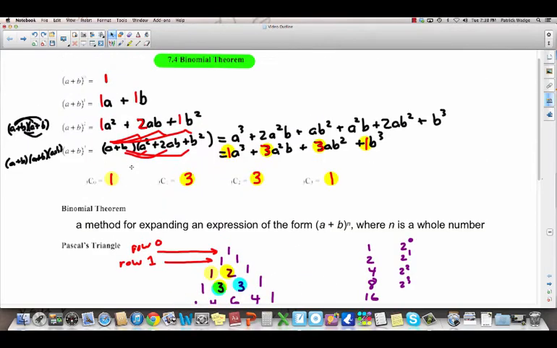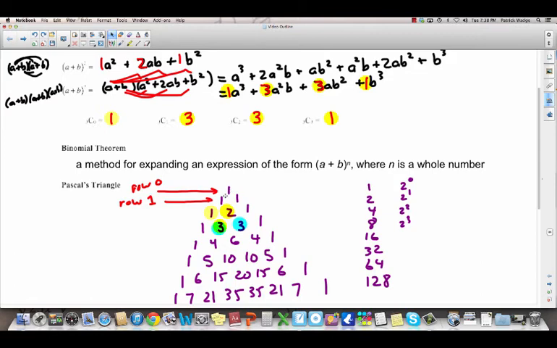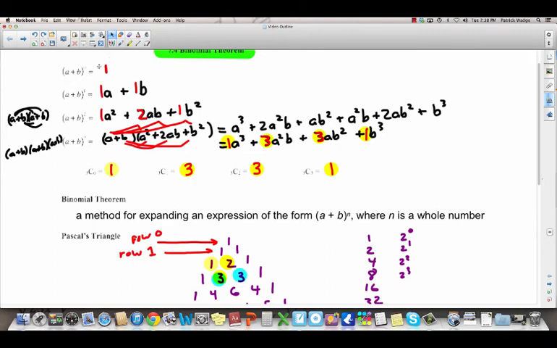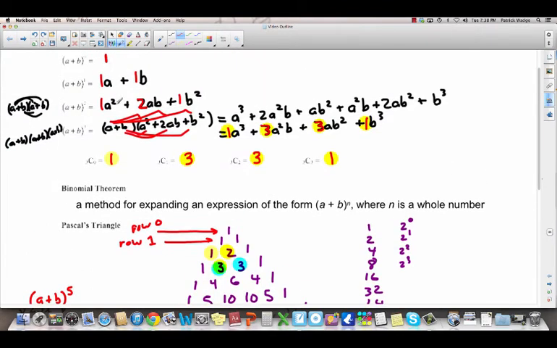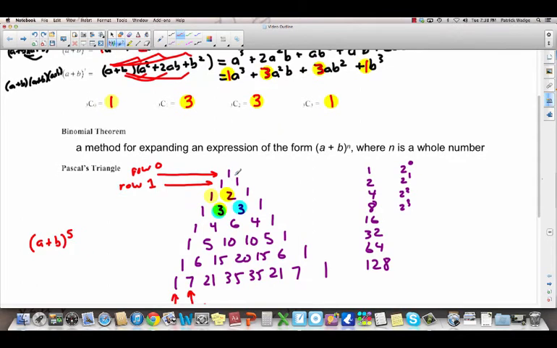Okay, now let's take a look back here again. Take a look at the coefficients. 1, 1, 1, 1, 2, 1, 1, 3, 3, 1. Oh my goodness. Pascal's triangle gives us all the coefficients in a binomial expansion. So if you wanted to know for an expansion like a plus b to the 5th power what the coefficients are out front of each term, all you do is go down to the 5th row, but remember it goes row 0, 1, 2, 3, 4, 5. Oh, the coefficients are going to be 1, 5, 10, 10, 5, 1. That's how they'll go.